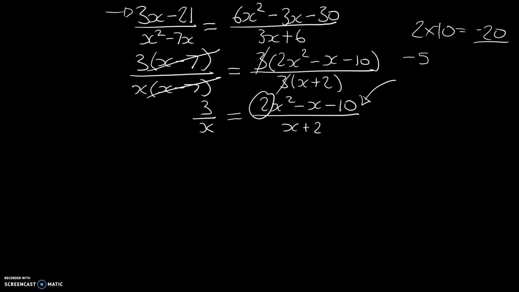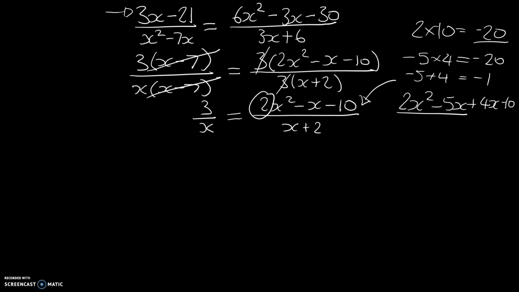From my head, I'm thinking it's -5 times 4. That's going to get us to -20. And -5 plus 4, that's going to get us to our -1. So those are going to be the numbers that we're going to split the negative x into to help our factorizing by groups. So just below that, we're going to write 2x squared minus 5x plus 4x minus 10. And we should be able to factorize from here.